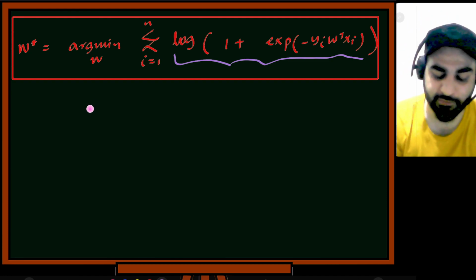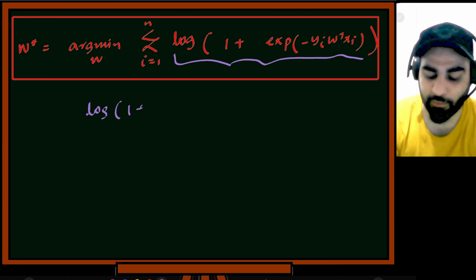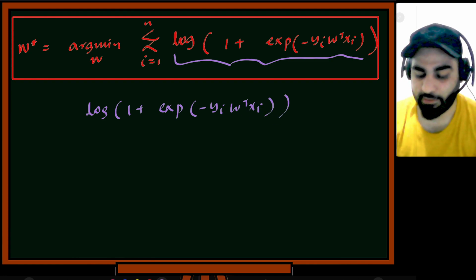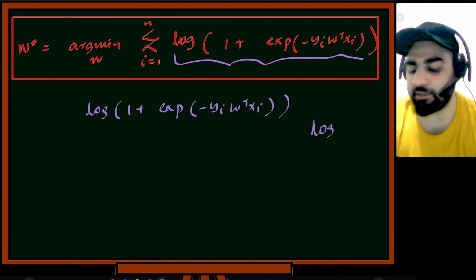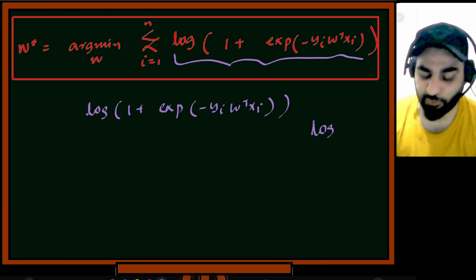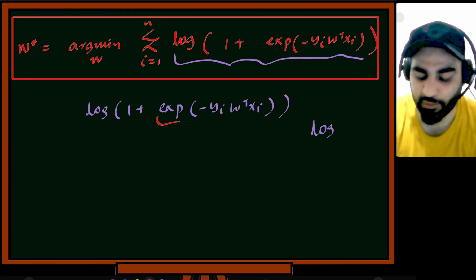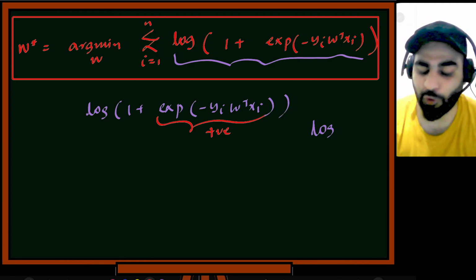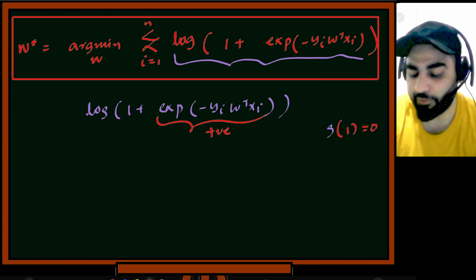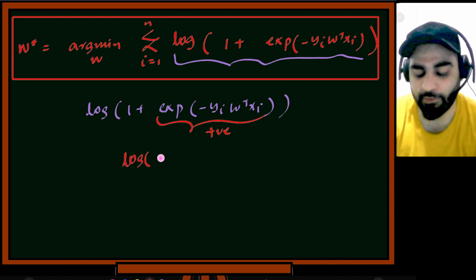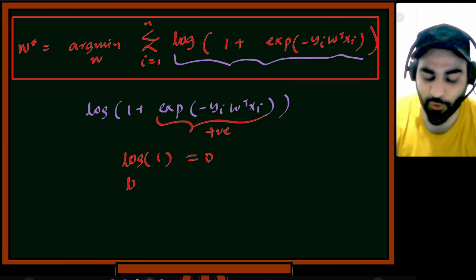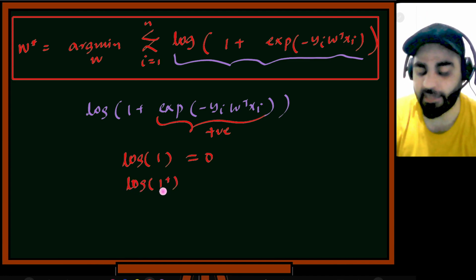So let's suppose we have this log of 1 plus exp of minus yi w transpose xi. Okay, you know that log is defined for positive numbers. Over here, exponent always is a positive number. So log of 1 is equal to 0. If you add a little bit to 1, so 1 plus means any number which is greater than 0.